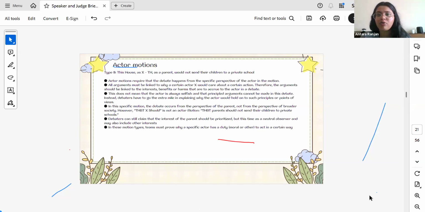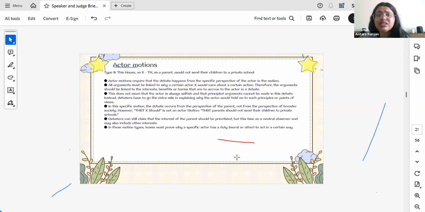So side government can talk about, well, the quality of education in private schools might be better, but side opposition can say, panel, this would really harm the way these kids view society, right? Because they're very out of touch of what the real world looks like in a private school. It's a lot more expensive, which means fewer kids have access to it.